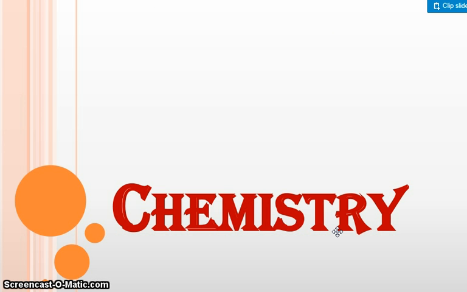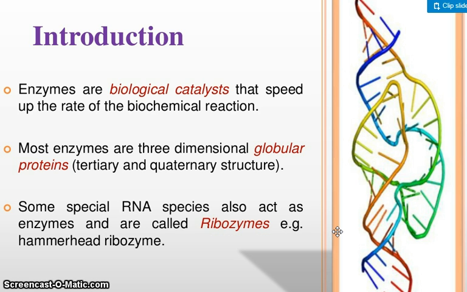So I will start with enzyme chemistry. Enzymes are biological catalysts. It is well known. You know that they speed up the rate of biochemical reactions. Most enzymes are three-dimensional globular proteins, with tertiary and quaternary structure. Some special RNA species also act as enzymes and are called ribozymes.